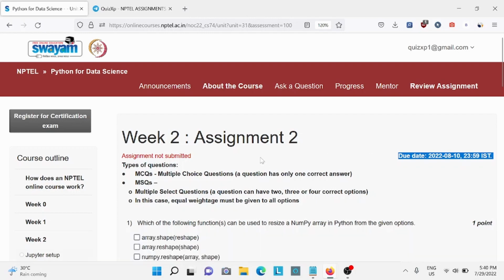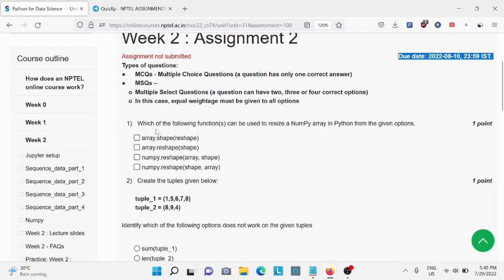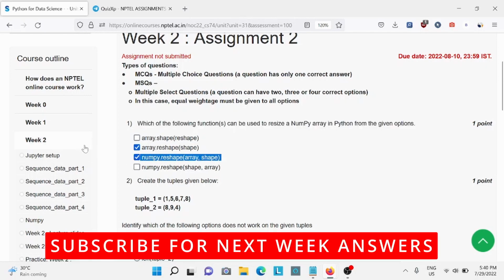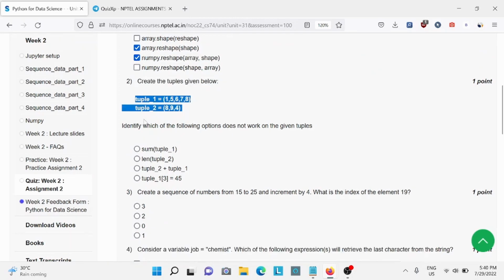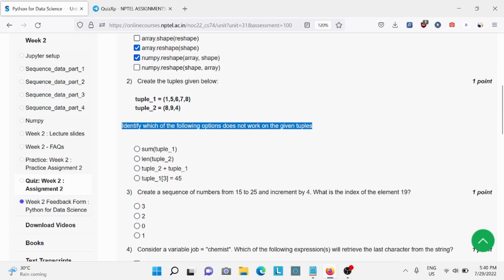Without wasting any further time, let's start the video. For question number 1, which of the following function can be used to resize a NumPy array? For this, option B and option C is the right answer. Question number 2. Create the tuple given below. Identify which of the following option does not work on the given tuples. For this, D is the right answer.